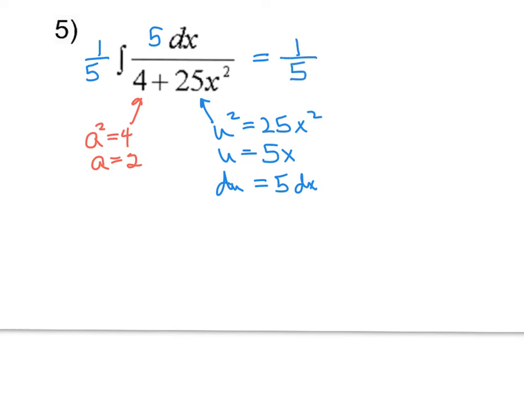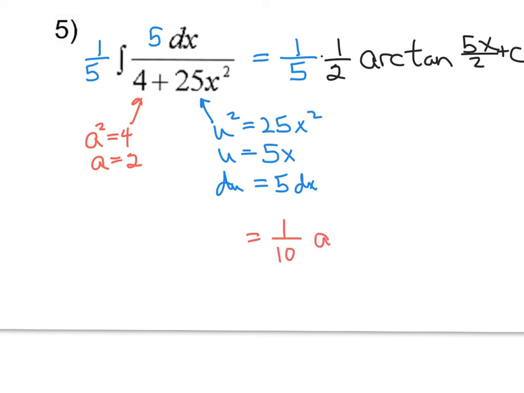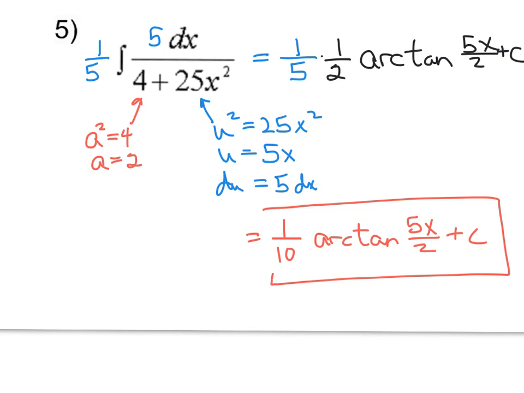Now watch out here because this is arc tangent, and we know that the form for arc tangent starts with the coefficient 1 over a. So I'm going to have to put a 1 over 2 out in front of that. And then I'm taking the arc tangent of u over a, and again it's an indefinite integral. Those coefficients out in front would multiply together, so that's giving me 1/10 the arc tangent of 5x over 2 plus c for my final answer.